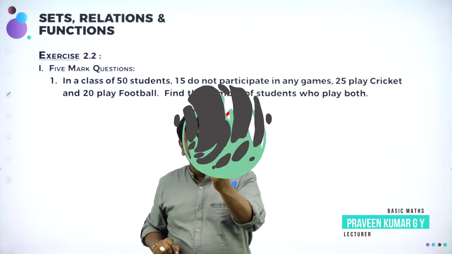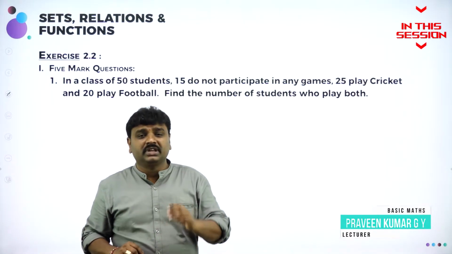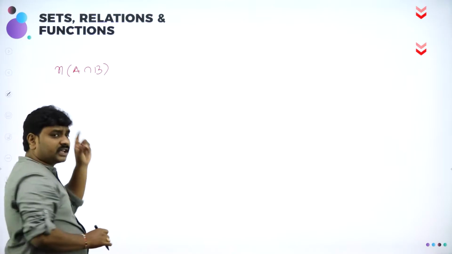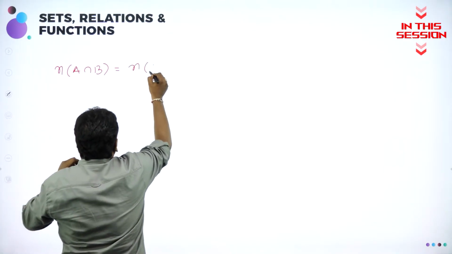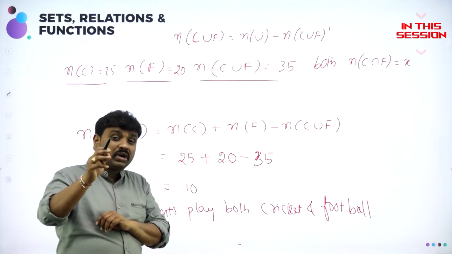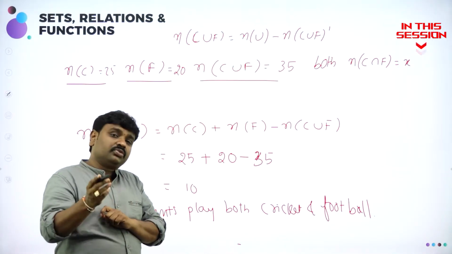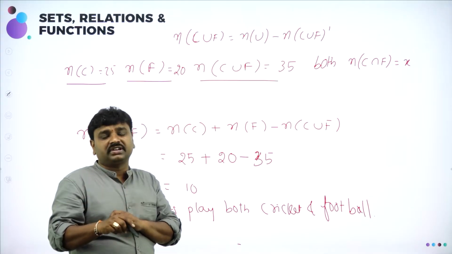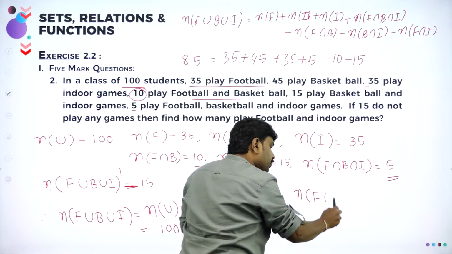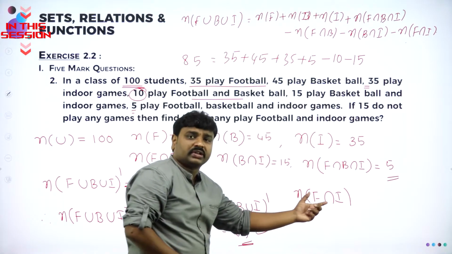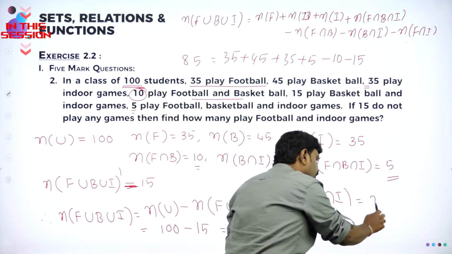Read the problem and write it in cardinal number format. That is important. Please concentrate and make a note of this formula, n of A intersection B. What is n of A intersection B? So first you should convert word to what? Equation sometimes. Sometimes we have to convert it into cardinal number relation. This is what we need to find. So in the beginning we can say how many play football and indoor they want. For how many play football and indoor, we call it as x.